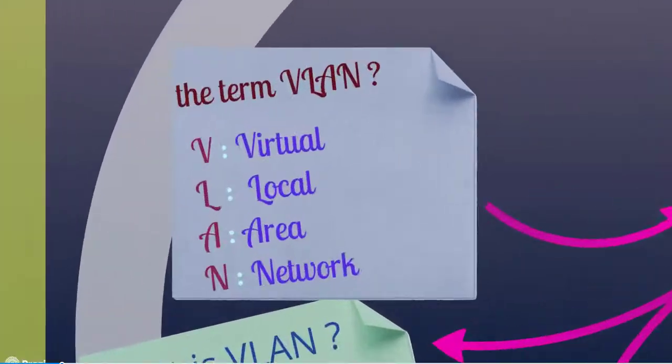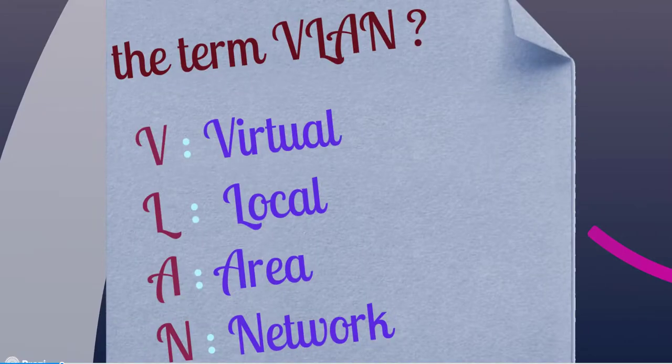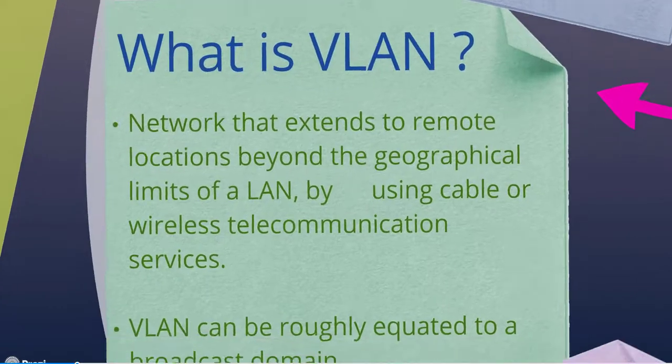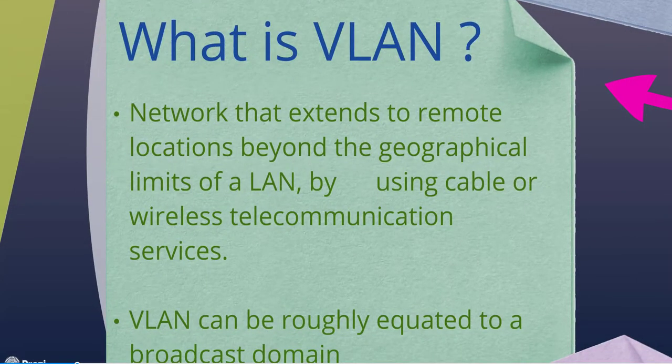So the term VLAN stands for Virtual Local Area Network, and it is a network that extends to remote locations beyond the geographical limits of a LAN by using cable or wireless telecommunication services. So a VLAN can be roughly equated to a broadcast domain.